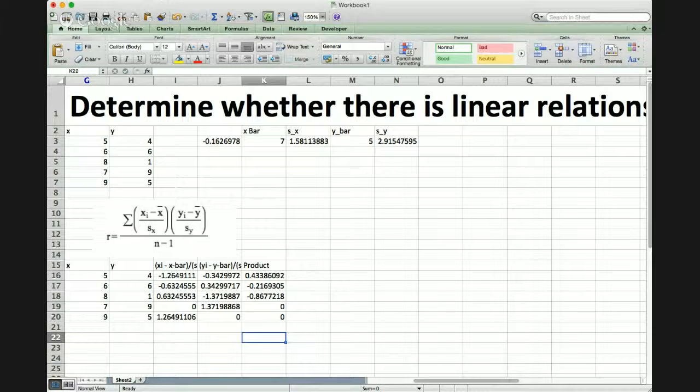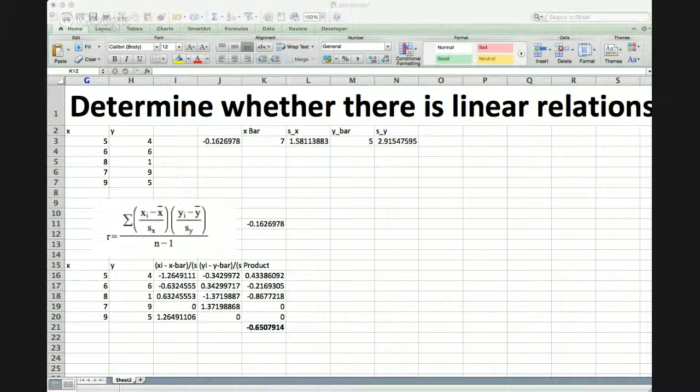Now it's very easy. You just have to sum these values. This is giving you the entire numerator. At this point, what you have here in cell K21 is the sum. The next step is you just take the sum and divide that by n minus 1. So let's do it over here. This is the sum divided by n minus 1. N is 5, so 5 minus 1 is 4. That would give us the value of negative 0.163. So that is your r.